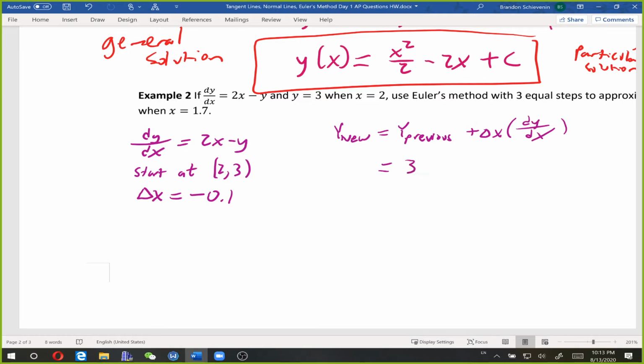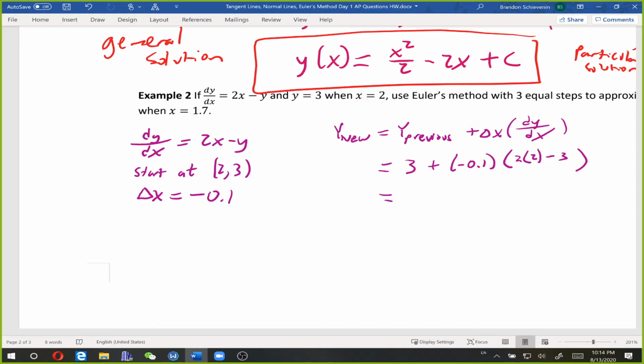3. 3. Okay, and our change in x we said was negative 0.1. And my differential equation, I'm going to plug in my previous y and x. So when x is 2 and y is 3, what will my derivative be? Two. Okay, so x is 2, y is 3, so that's 4 minus 3 is 1.